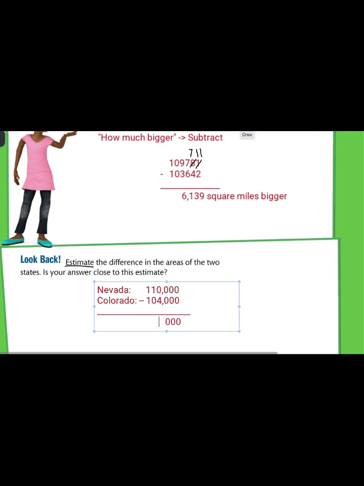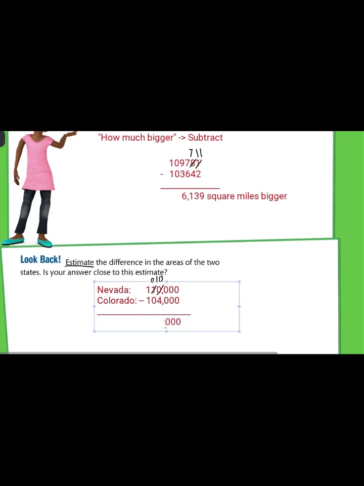But now I run into this issue where I can't do 0 minus 4. So that 0 is going to get 10 added to it. So it does become 10, because 0 plus 10 is 10. And that 1 to the left is going to decrease by 1. So it's now 0. This is called borrowing or regrouping.